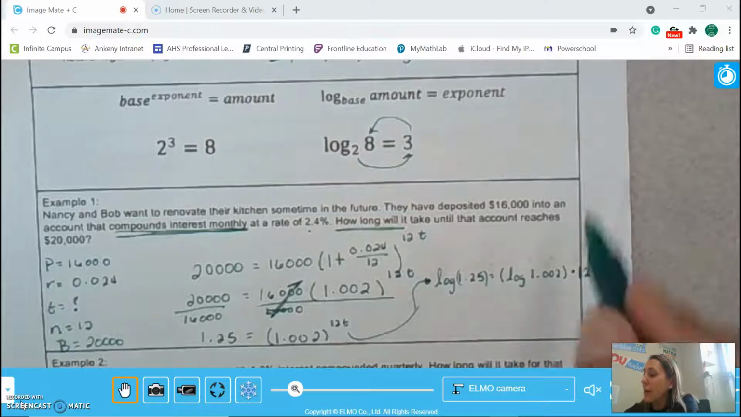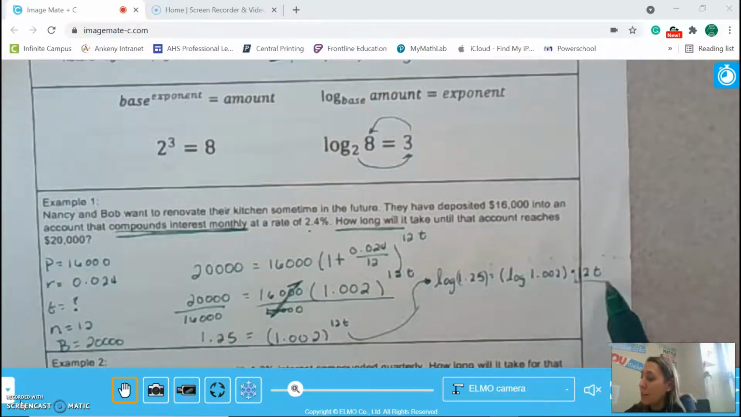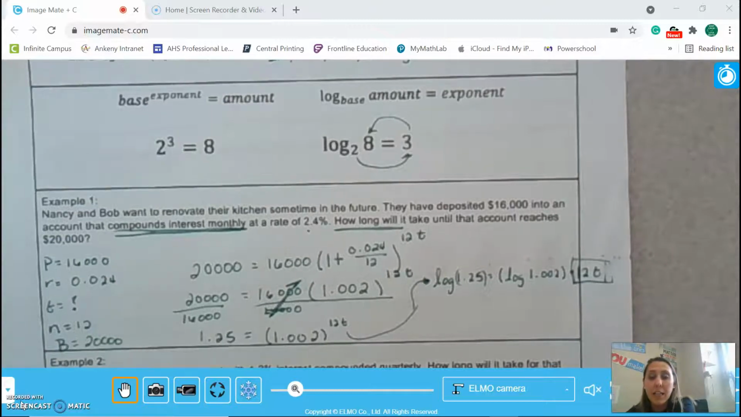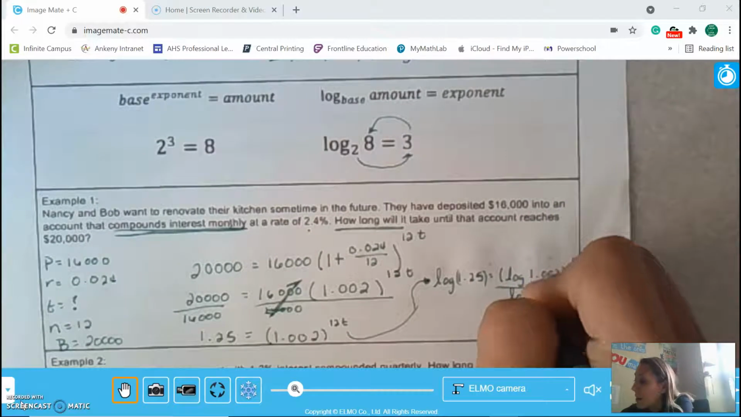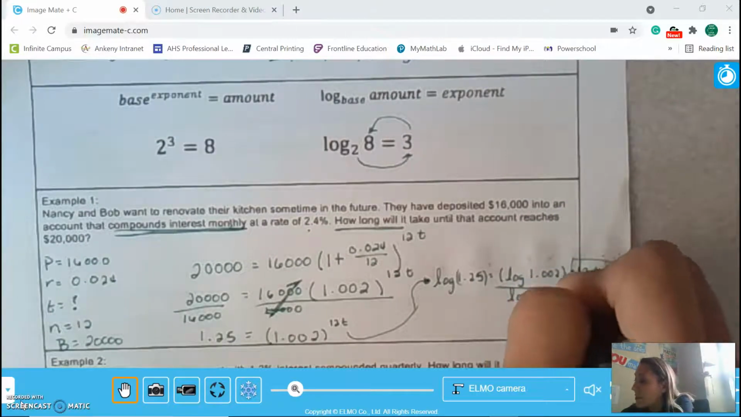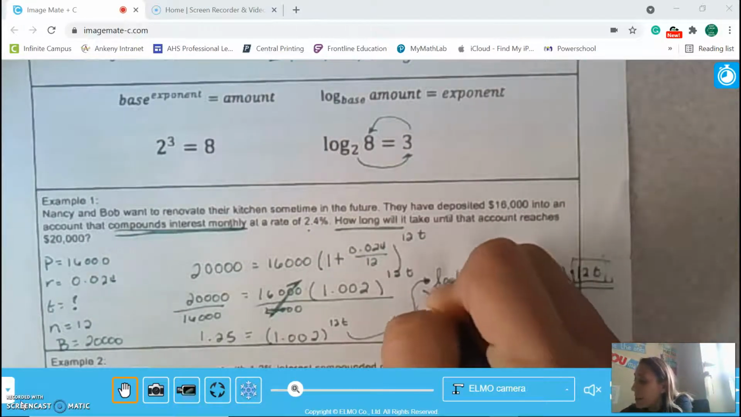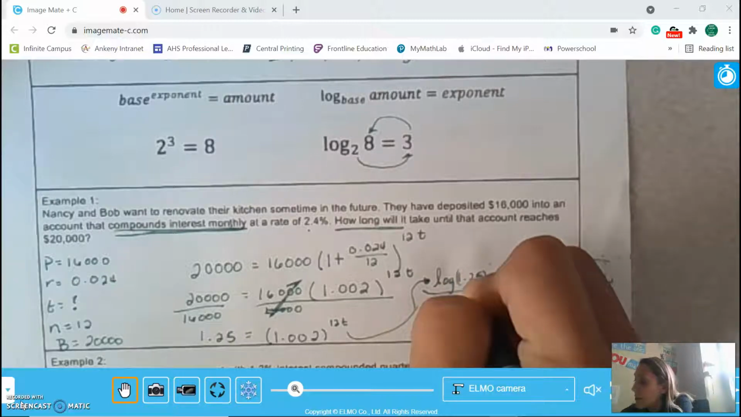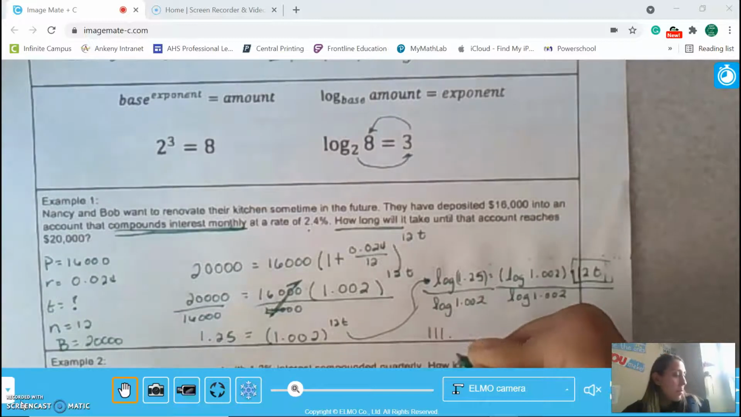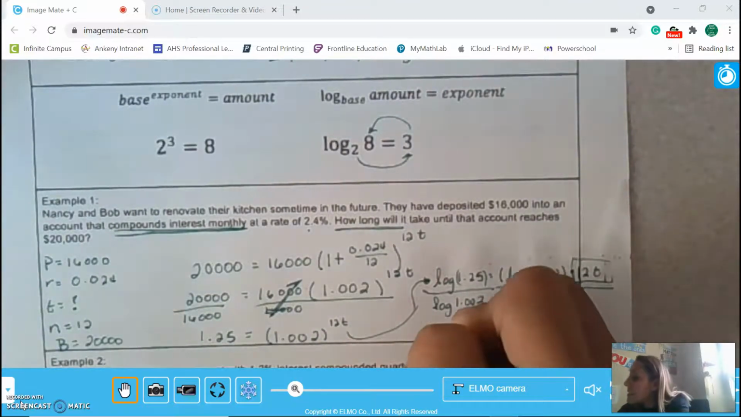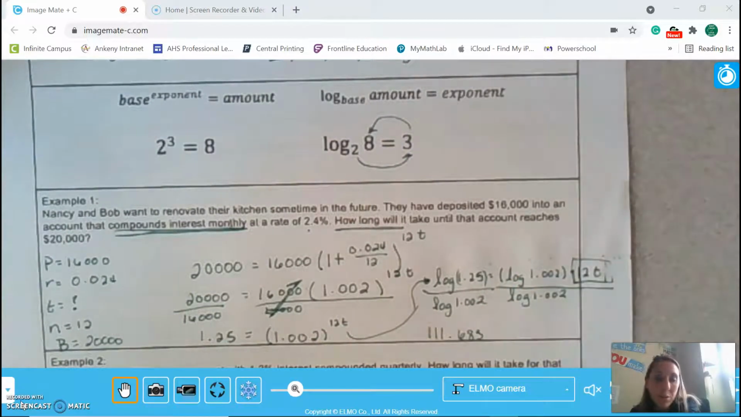So to get it all the way away from that, I want to get this 12t all by itself because eventually I want to solve for t. So what I'm going to do is divide both sides by log of 1.002, and I'm going to end up with 111.683, we'll say. We'll just round to there.